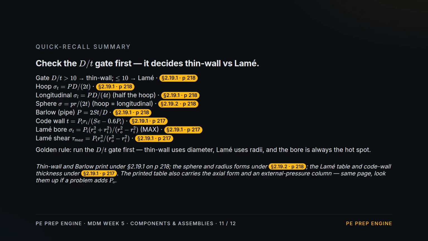Quick recall. Thin wall above the gate. Hoop is pressure diameter over 2t, longitudinal over 4t, sphere over 2t on the radius. Code thickness carries the joint efficiency. Below the gate, the Lamé table. Tangential greatest at the bore. Golden rule: check the diameter to thickness gate first. It decides everything that follows.